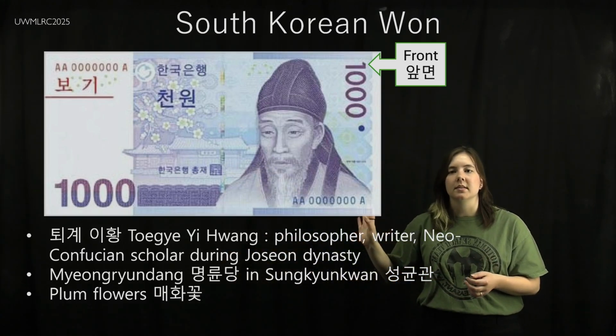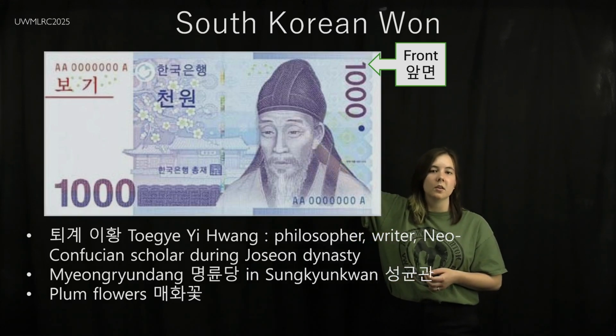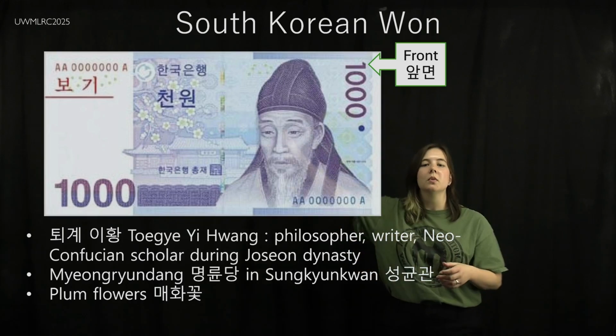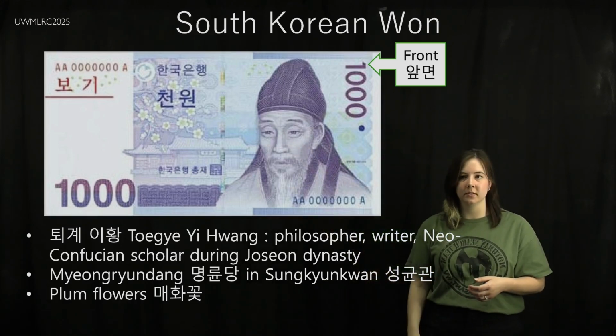Also on this bill, you can see 한국은행, Bank of Korea. That's who makes the money, who prints the money. And 1,000 won is how much it is.